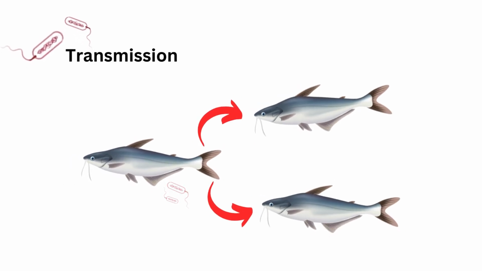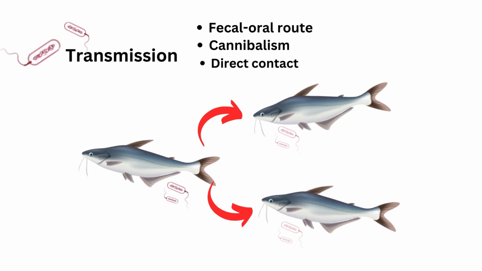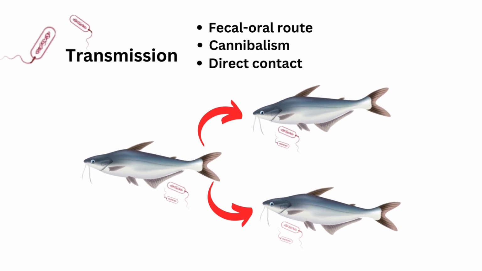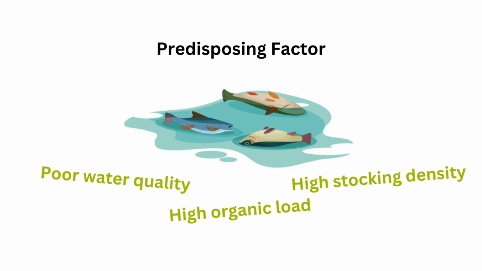The transmission of the disease can occur via ingestion of the bacteria through the fecal-oral route, cannibalism of infected fish, or direct contact with the infected fish. It is important to know that there are a few factors that predispose fish to Edwardsiellosis, such as poor water quality, high organic load, and high stocking density.